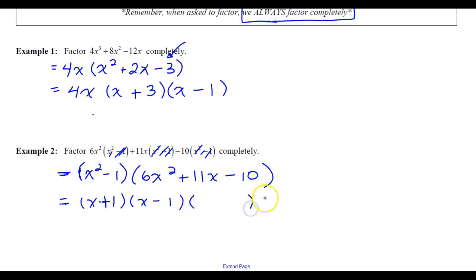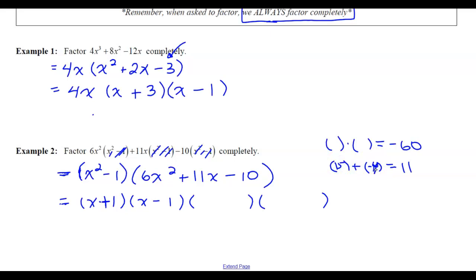Next one, can it be factored again? Well, I do have to check. I put the brackets, but I need to check. Are there two numbers that multiply to -60 and add to 11? Yep. Who can tell me what those two numbers are? Vincent. Good. +15, -4.